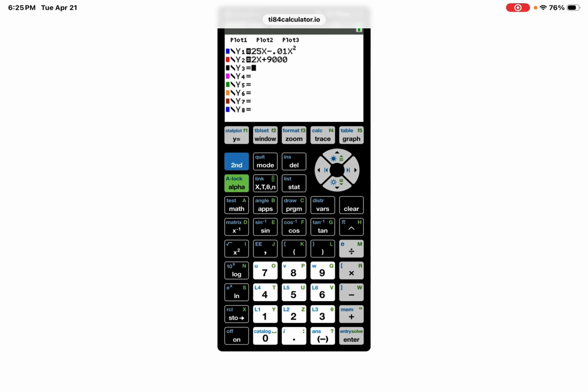All right. Zoom 6, standard window. But then I'm going to go in and adjust it. So I'm going to go to my window and I'm going to add a 0 to my X max. And for my Y max, I'm going to do 5 times my largest y-intercept, which was 9,000. And I'll hit graph.